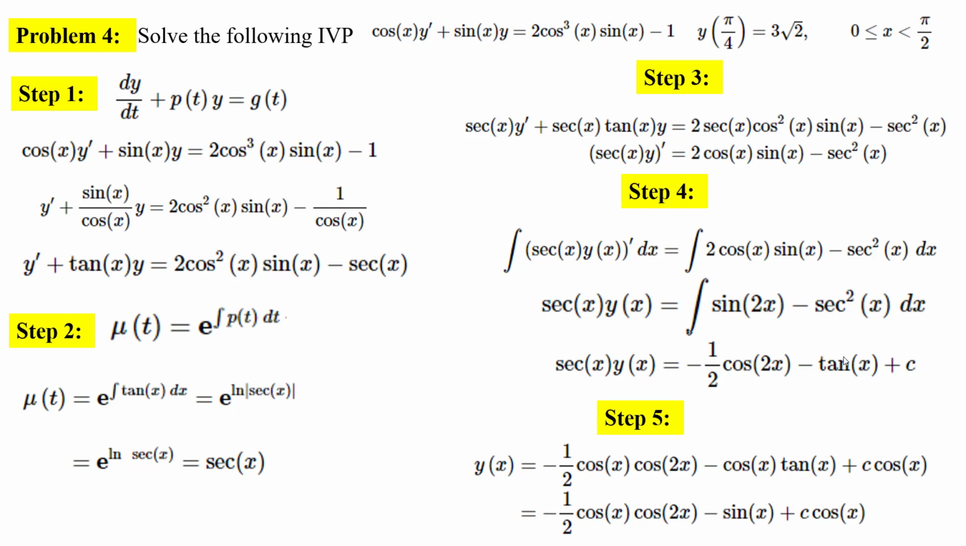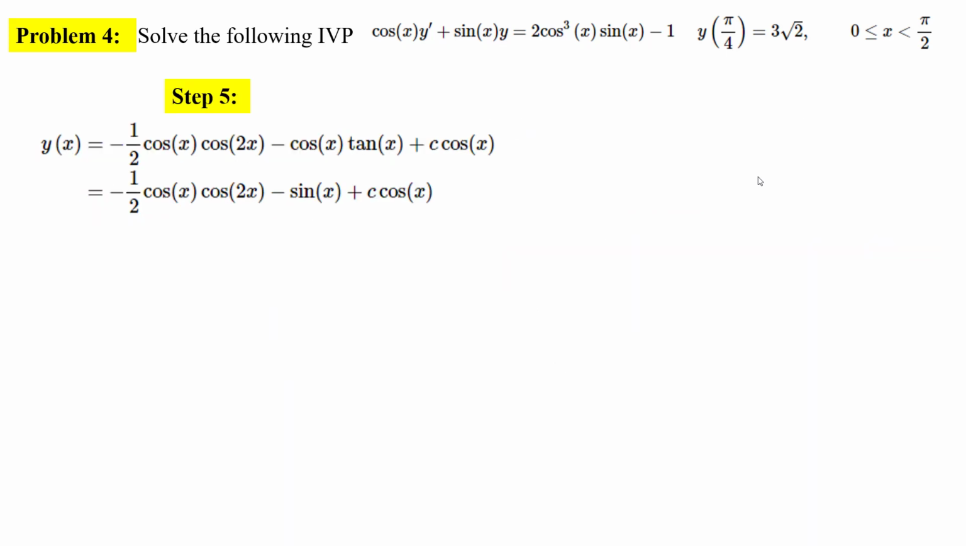By the way, notice that if the integrating factor did have a constant, it would just divide out, because you're multiplying each side by the integrating factor. So the constant would just divide out. All right, so that's my general solution.